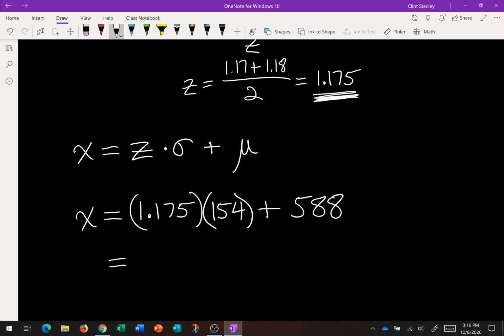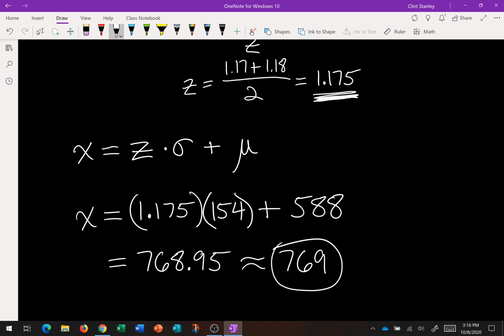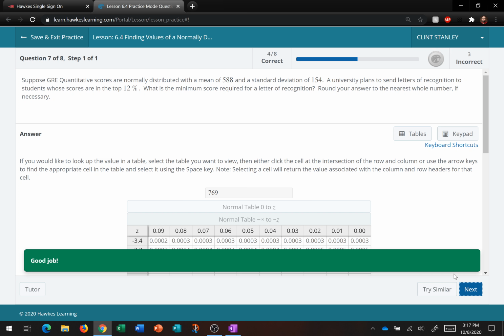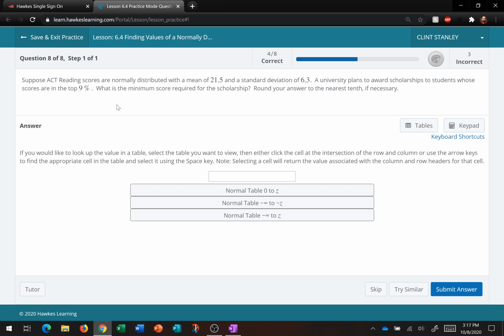And that will change our z-score into a GRE test score, into a data value. So 1.175 times 154 plus 588. And so here we get 768.95. It said round to the nearest whole number. So that will be 769, our GRE score here. And so go back to our problem. What GRE score gets your letter of recognition? The top 12%. We figured out that is the GRE score of 769. That should be right there. And that is. And I think that covers all the types of problems we're going to look at.